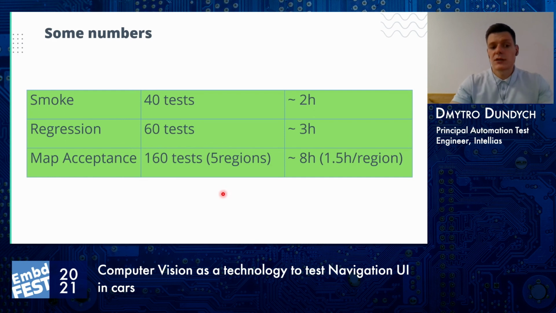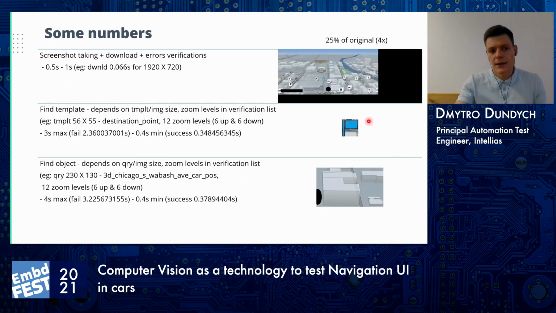Some numbers about using it. We have smoke, regression and map acceptance, and we have this timing. The smoke test runs 2 hours, the regression 3 hours, and we have a night test as well. It depends on the logic, because sometimes we wait 5 minutes for online traffic. It's not because our framework is so slow. It's because the functionality sometimes needs time to render it. But there is some understanding of how fast it is.